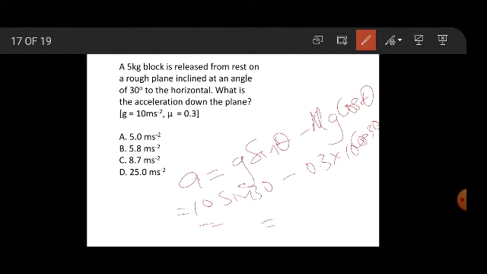The answer is 2.4 meters per second squared. Okay, we don't have any 2.4 here. But 2.4 is the answer. I guess there was a mistake somewhere, but 2.4 meters per second squared is the answer, and it is not in the options.